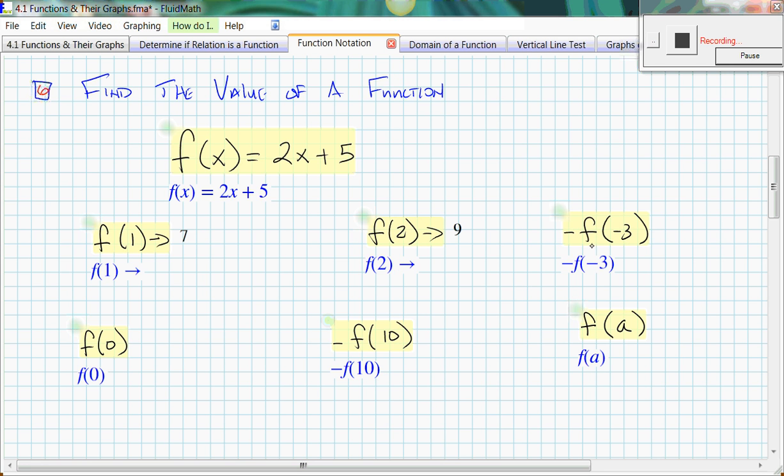Now this one says the opposite of f of negative 3. So take negative 3 and plug it in. 2 times negative 3 is negative 6. Negative 6 plus 5 is negative 1. So the opposite of negative 1 is 1. So this should be 1, and there it is. I'll go ahead and finish these up. That one's 5. The opposite of that one's negative 25. And then for a, we just get 2a plus 5. So that's how you find the value for a given function.